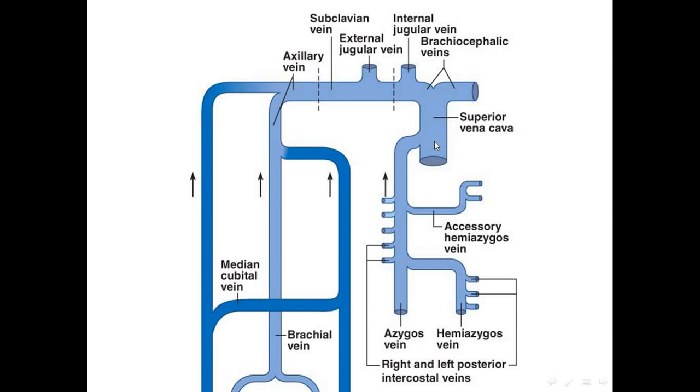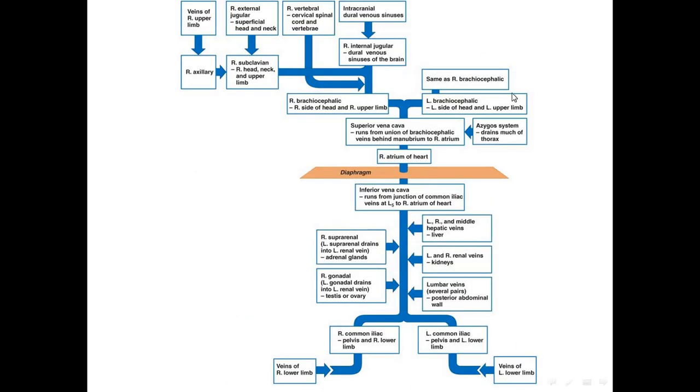The superior vena cava will also receive blood return from the azygos veins and some other small veins. The azygos will receive the blood from the accessory and hemiazygos veins, as we will discuss shortly. So this is a general map of the venous system of the human body. Left and right brachiocephalic veins, superior vena cava.